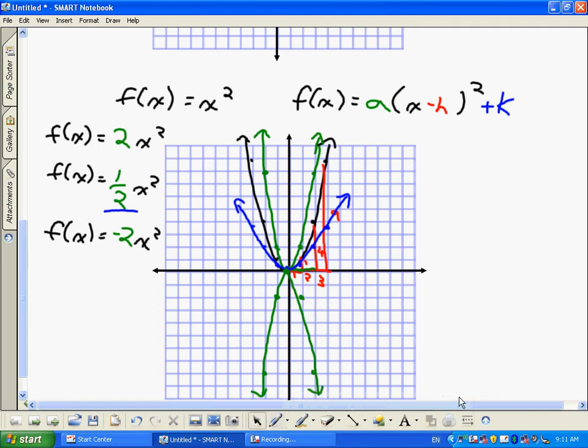So, if you guys take a look at that, our negative 2x squared and our positive 2x squared are the exact same shape, a parabola. The only difference is the negative one opens downwards, positive one opens upwards. Okay? Same thing would happen if we had our half, this time just being a negative half. Use green. Negative half. It's going to open downwards.